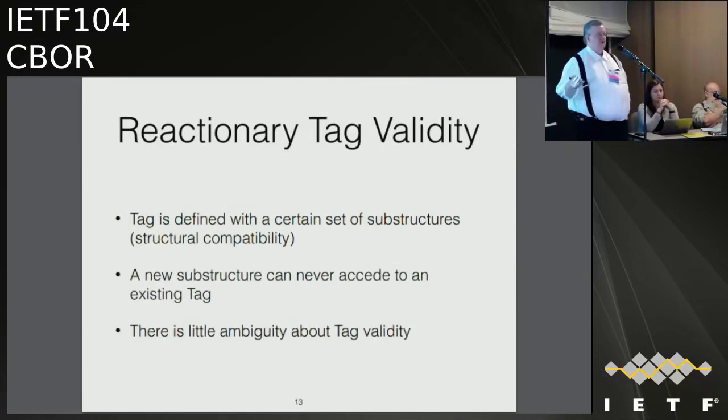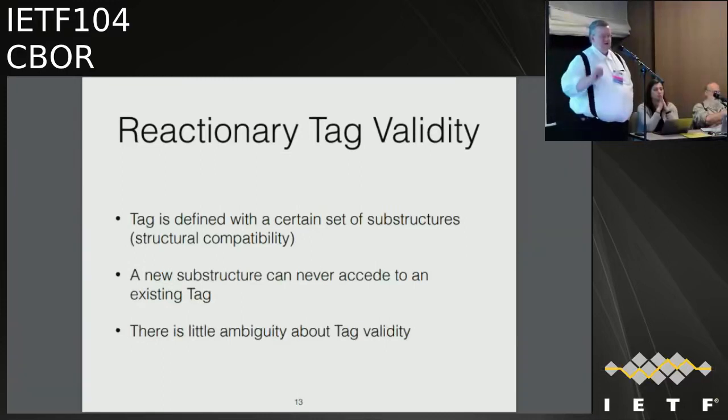And a new substructure in this model can never be added to an existing tag. So I cannot define a new tag and say, by the way, this tag here defines something that is really useful as a part of tag 1, because it's tag 1 that defines what can be in it, and not the thing that you can put into a tag 1. The good thing about the reactionary approach is it leaves very little ambiguity about tag validity, even at the generic level. But as Jeffrey already has said, tag validity is really more interesting at the application level, and the application might be quite happy to accept a new type substructure in that tag.